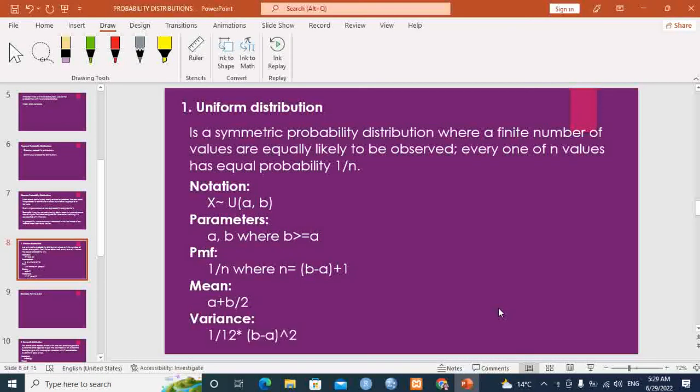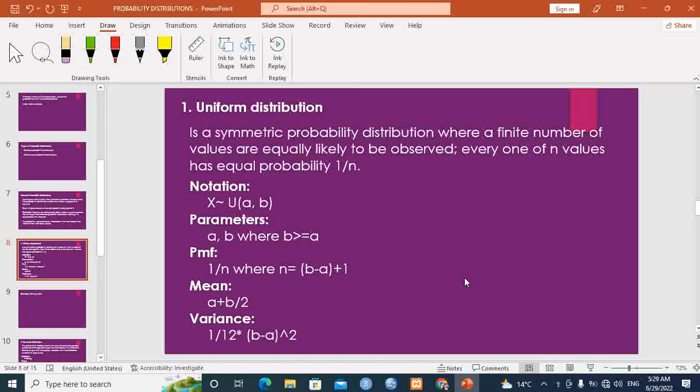Greetings folks, welcome back. In this class we're going to look at uniform distribution. This is a symmetric distribution where a finite number of values are equally likely to be observed.